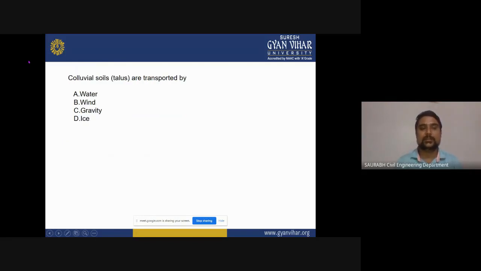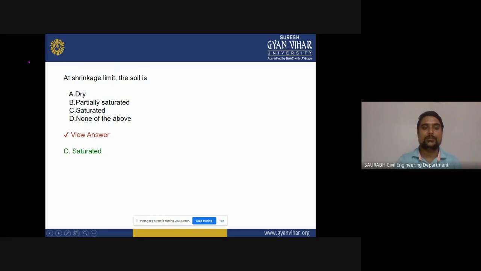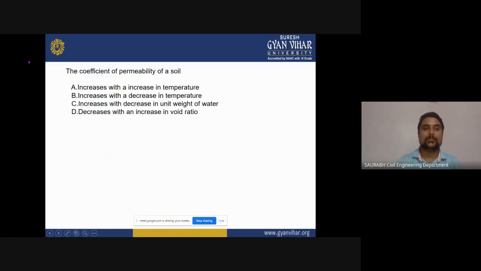Come to the next question. Colluvial soil, which is known as talus, is transported by water, wind, gravity, or ice. Let's see what the right answer is. The right answer here is gravity. At the shrinkage limit, the soil is dry, partially saturated, saturated, or none of the above. The right answer will be saturated.